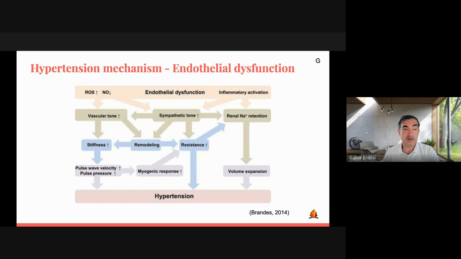And the detailed mechanisms, inflammatory activation and increased reactive oxygen species and decreased nitric oxide, are closely regulated by insulin. So vascular insulin resistance gives rise to this inflammatory activation and an imbalance between reactive oxygen species and nitric oxide. And these will increase vascular tone and sympathetic tone, and also increase renal sodium retention by the kidneys, causing a volume expansion and hypertension in the end.